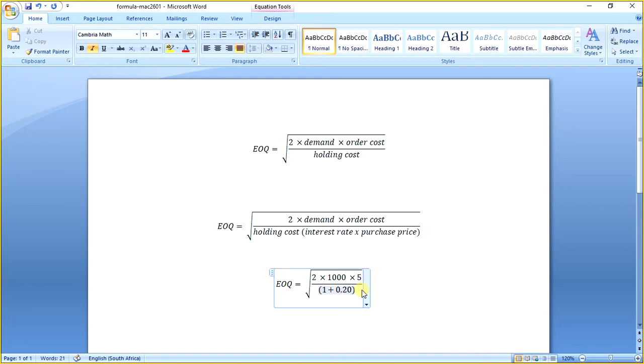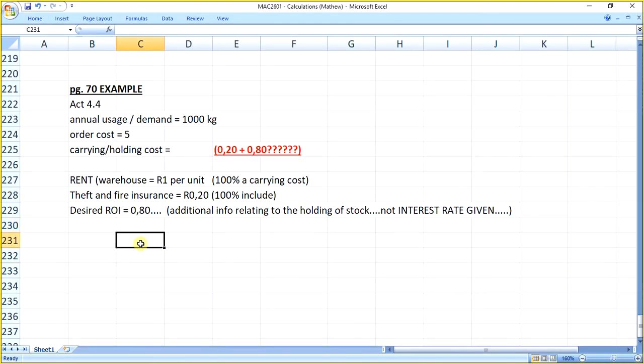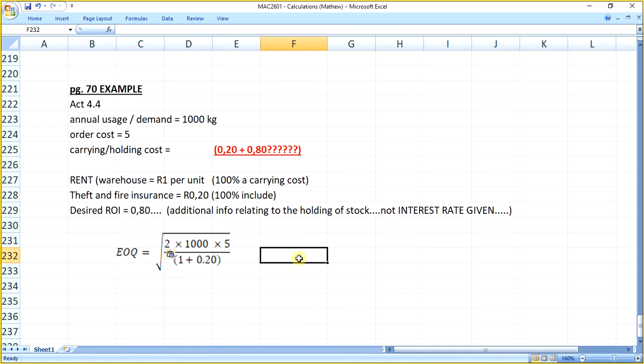That's what I would have shown. Okay, that would have been my answer for this one. I don't agree with the return on investment being included in the actual working. I would have shown that as my EOQ, and then I would have said EOQ equals, and then I would have worked it out.